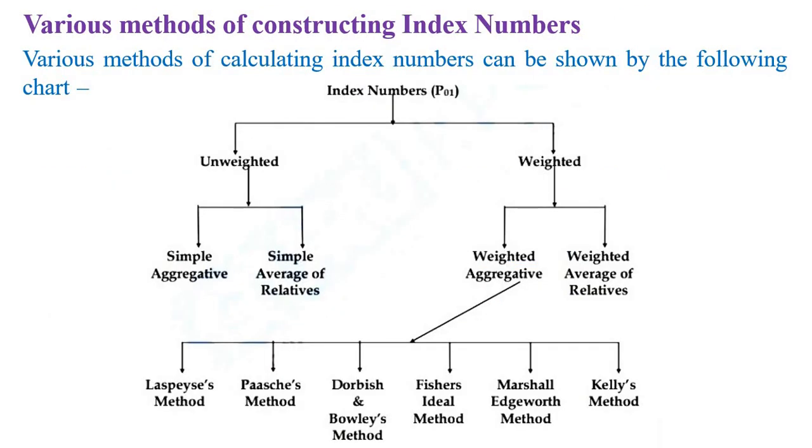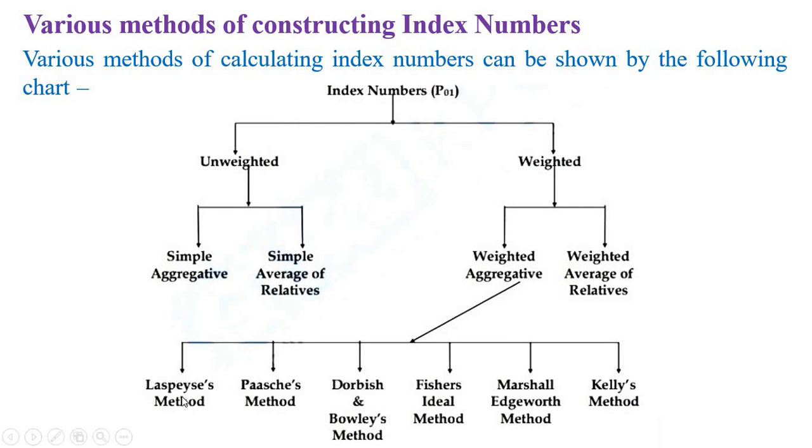Various methods we have seen. Look at here, again I repeat. Index number P01: we always take price based first. There are three ways: price, quantity, value. We will take price based only, as in our syllabus it is considered price based. Next, unweighted and weighted. Unweighted: simple average of relatives. Weighted: weighted aggregative and weighted average of price relatives. In that, we are studying weighted only. This is not in our syllabus; it's the next level. Weighted average is next level, but we'll see it later.